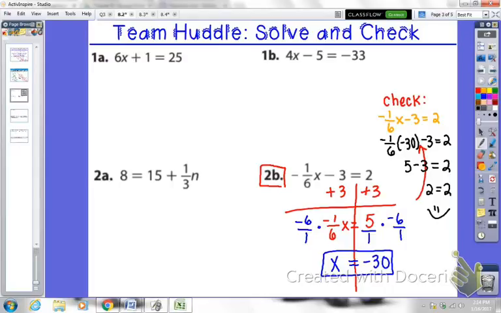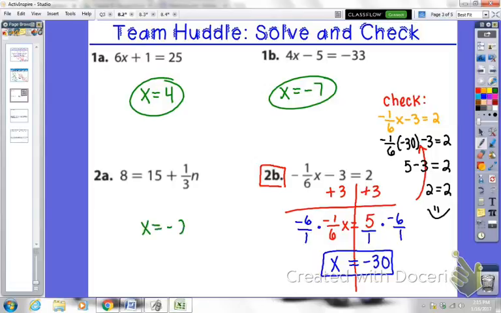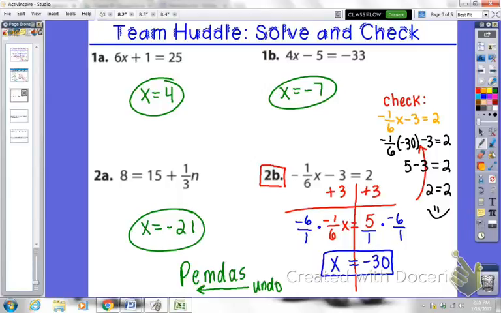Your answers for the remaining ones, if you want to try them: 1b is the final answer, x equals negative 7. Final answer for 1a is x equals 4. And final answer for 2a is x equals negative 21. So again, it's kind of the reverse of please excuse my dear Aunt Sally. Now you're going in reverse because you want to undo everything. So any addition or subtraction that you see, undo that first, and any multiplication or division, undo that second.